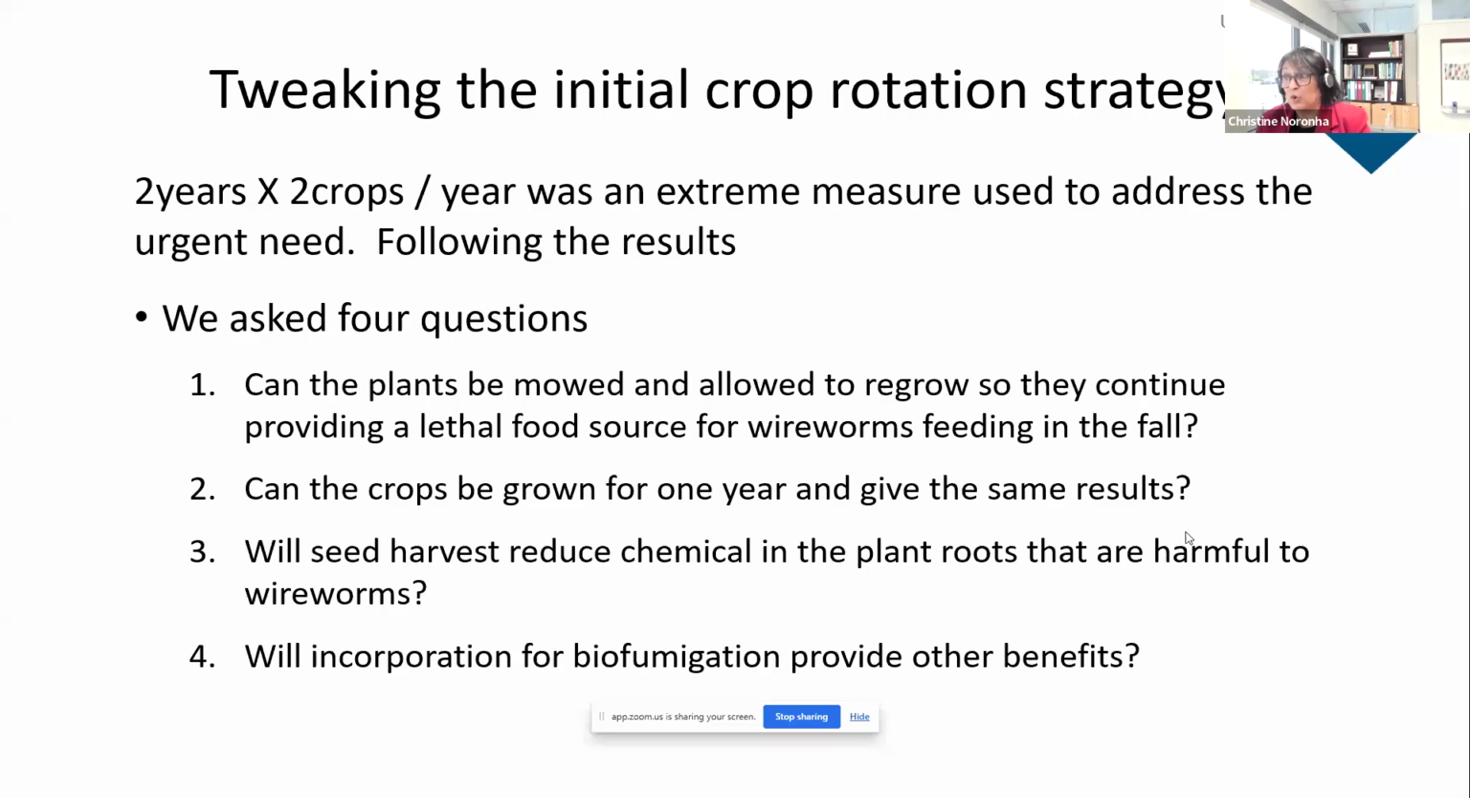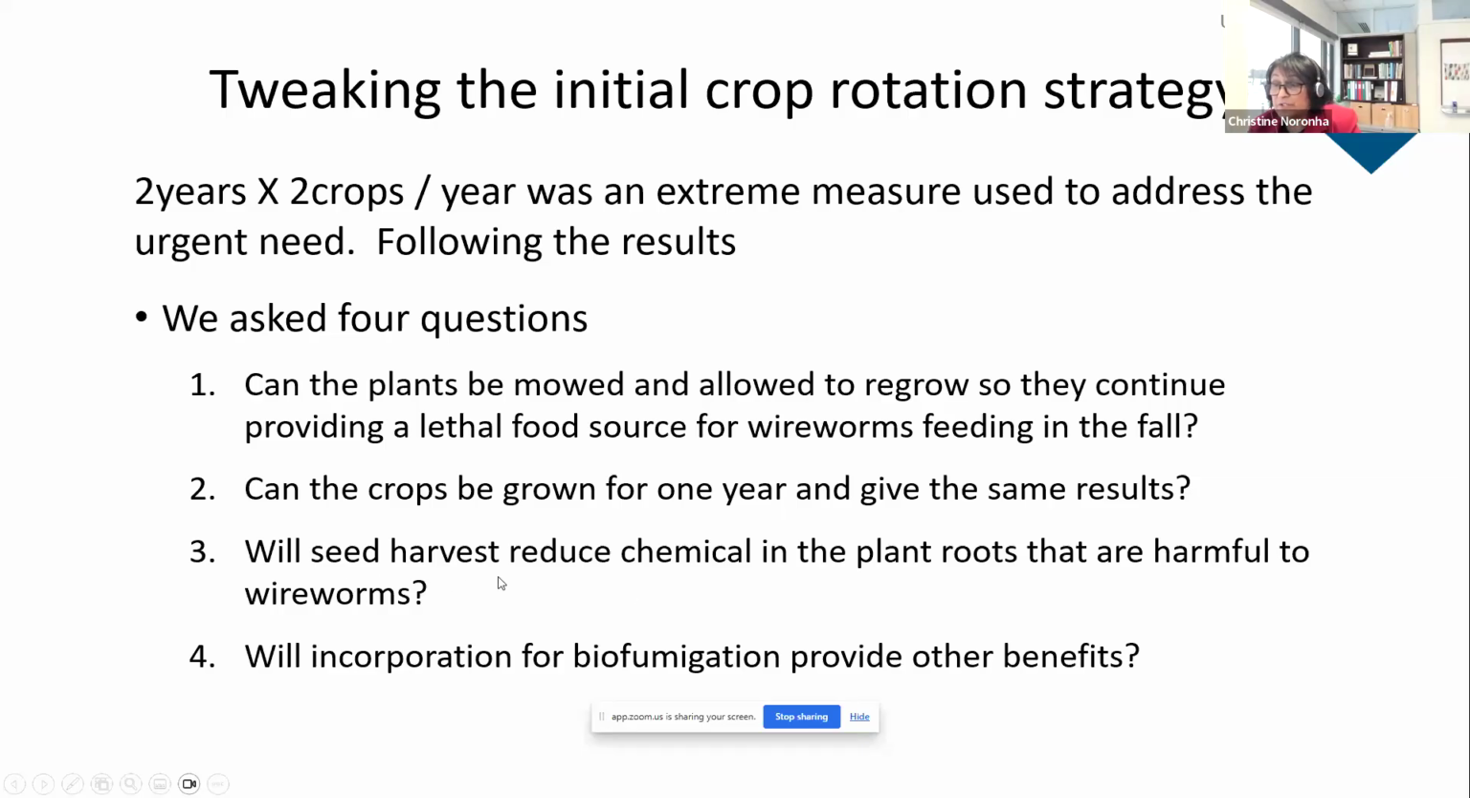Can the plants be mowed and allowed to regrow? Do we have to plant a second crop, or just mow the crop and let it regrow? The roots are still available for the wireworms to feed on in the fall, and it also provides ground cover. The other question was, can we grow it for 1 year? Would it give us the same results?